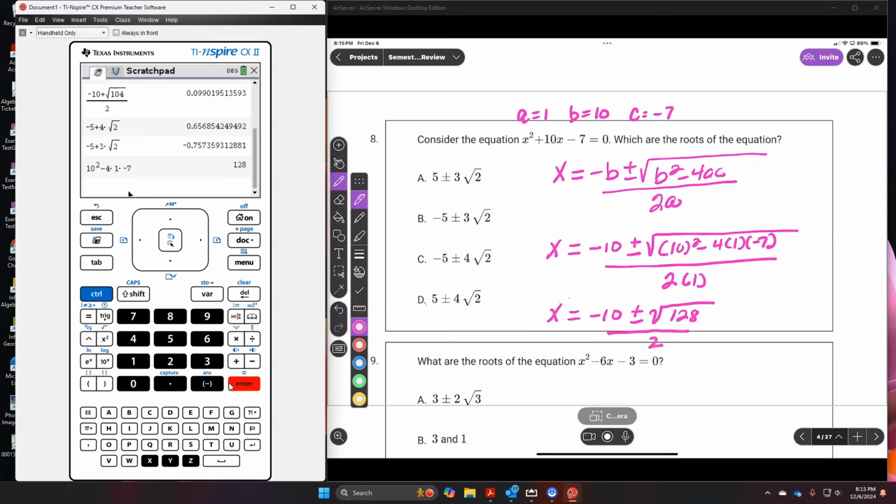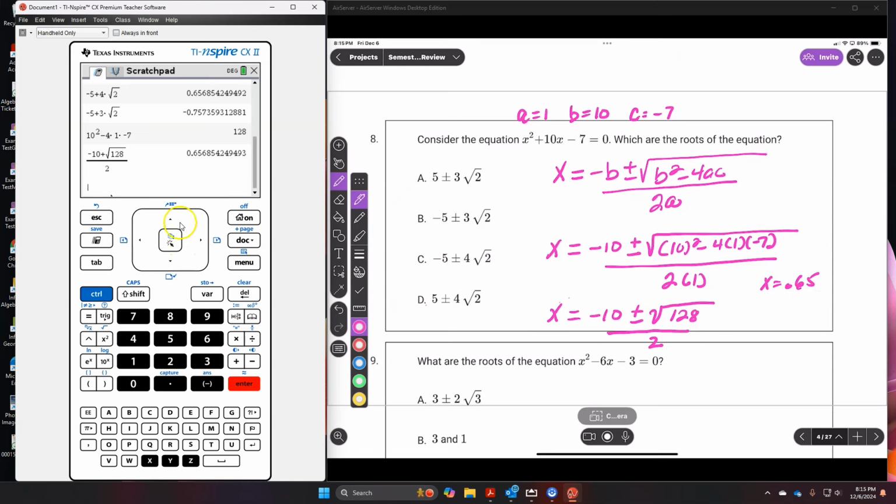Before I divide by 2, what I'm going to do is find the answers in decimal form. This is going to help you on the test. So let's type in negative 10 plus the square root of 128 divided by 2. And I get 0.65. So x equals 0.65.